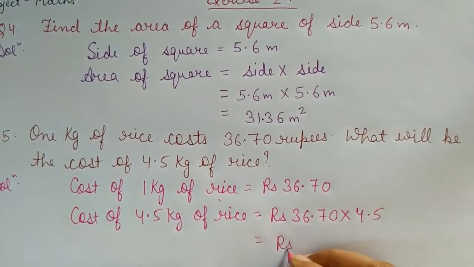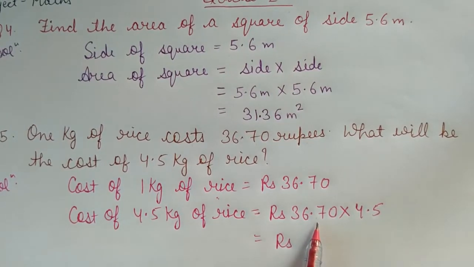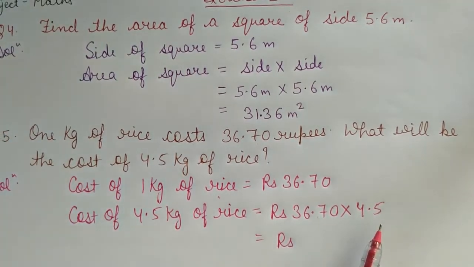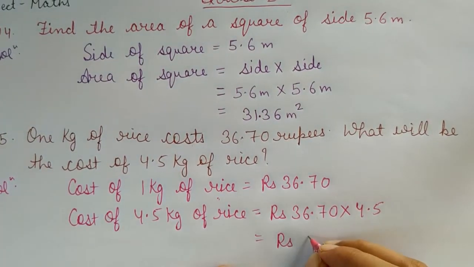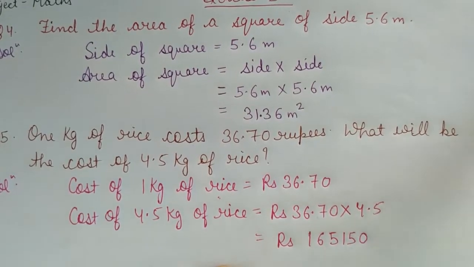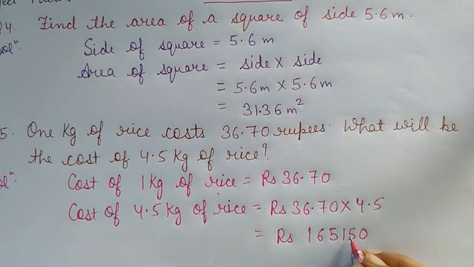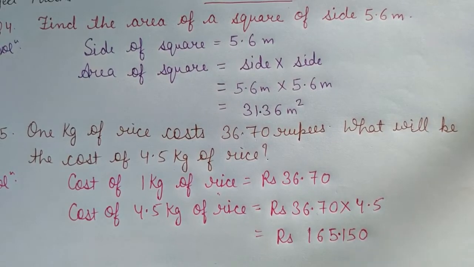And how do we multiply? First of all ignore the decimals. Here we will get 3670 and here we will get 45. Then we have to multiply 3670 with 45 and we will get 165,150. Now we have to put decimals. Here decimal places are 2. Here decimal place is 1. 2 plus 1 will be 3. So starting from the right we will leave 3 digits and we'll put the decimal here.